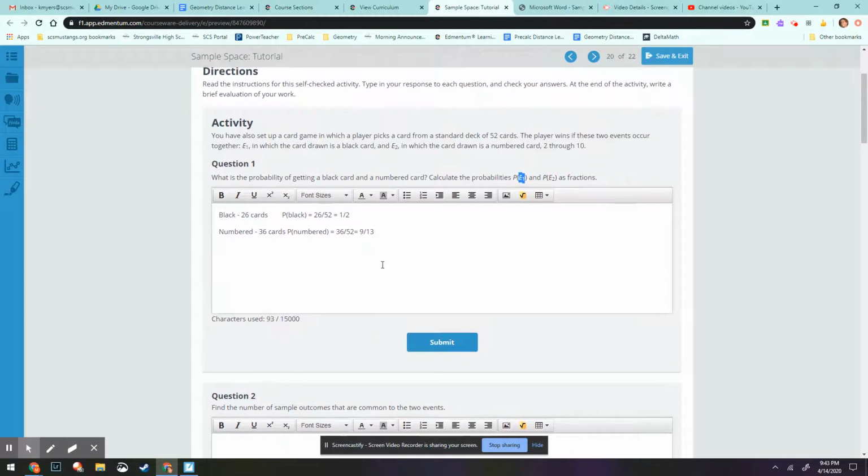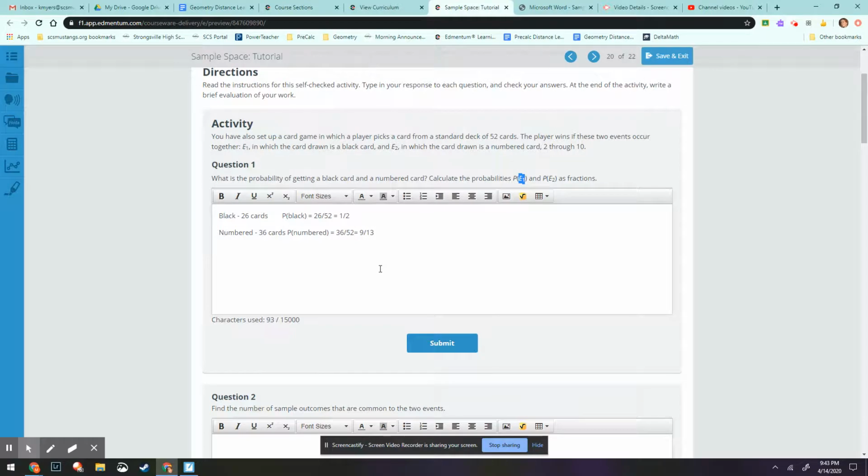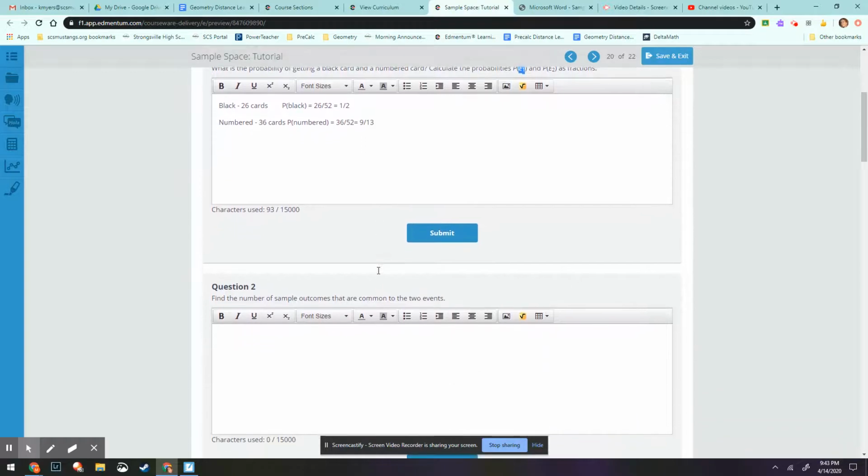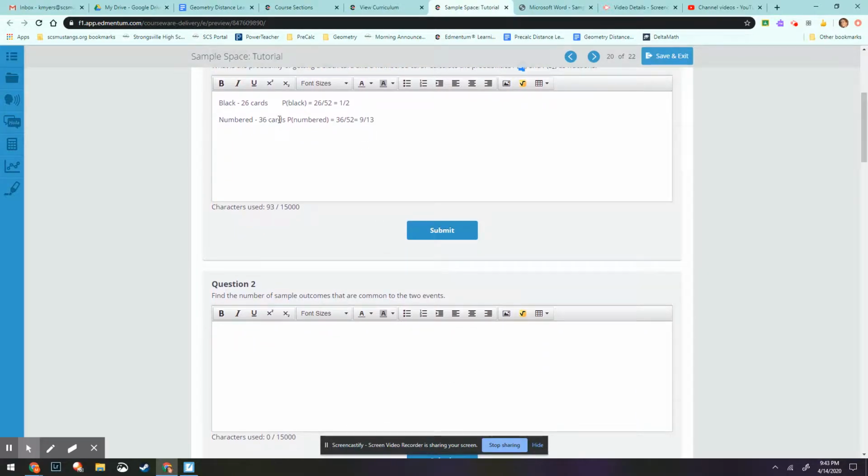Okay, so again, if you want, you could sit there and count through all of them. I would not suggest that though, but you just know that, okay, there's 36 numbered cards. Half of them are black, half of them are red. So there are 18 cards. So half of the numbered cards will also be black. So 18 cards are numbered and black.